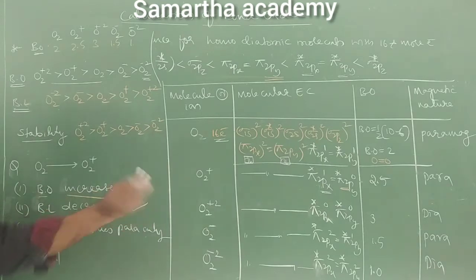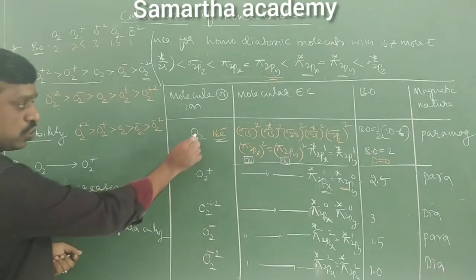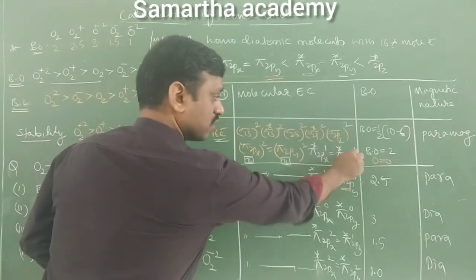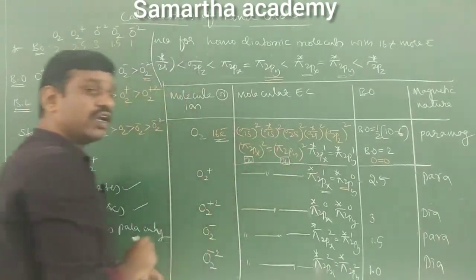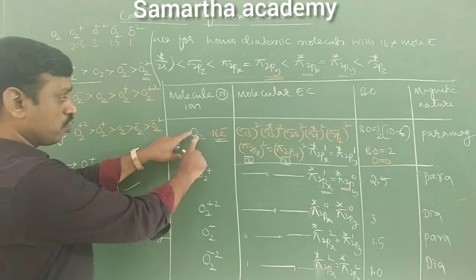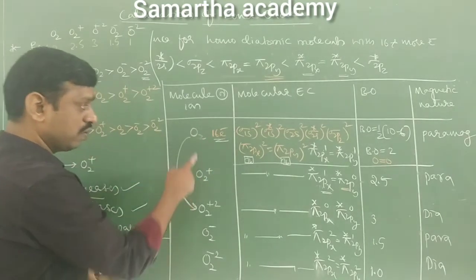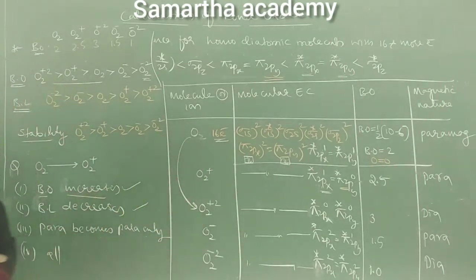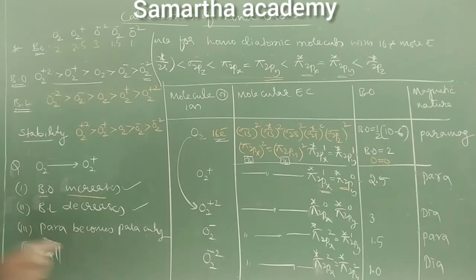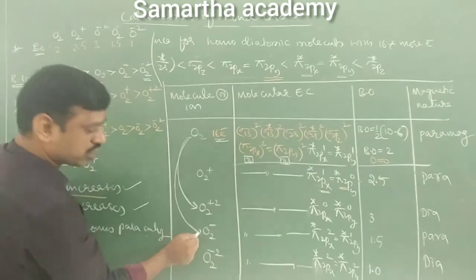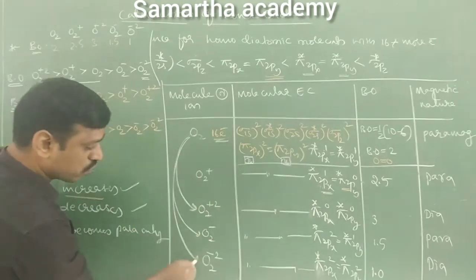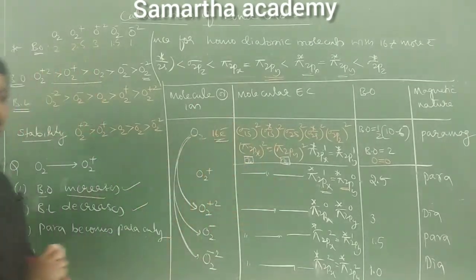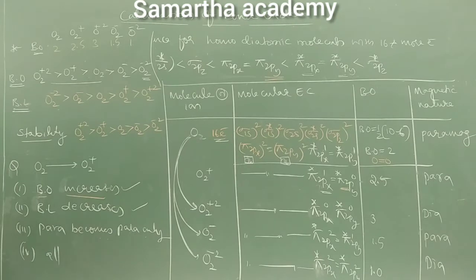Next, para becomes para only, because O2 has 2 unpaired electrons. Then O2 plus still has 1 unpaired electron. Suppose O2 converts into O2 plus 2, para becomes dia. Do you understand? Suppose when O2 converts into O2 minus 2, para becomes para again. So these kinds of questions are important, right? Right, next point.